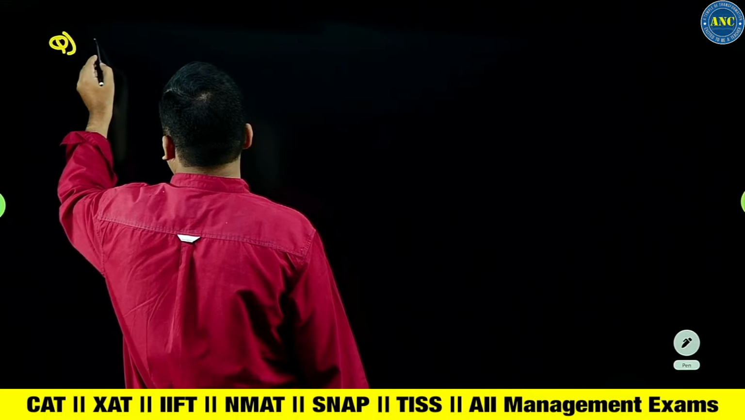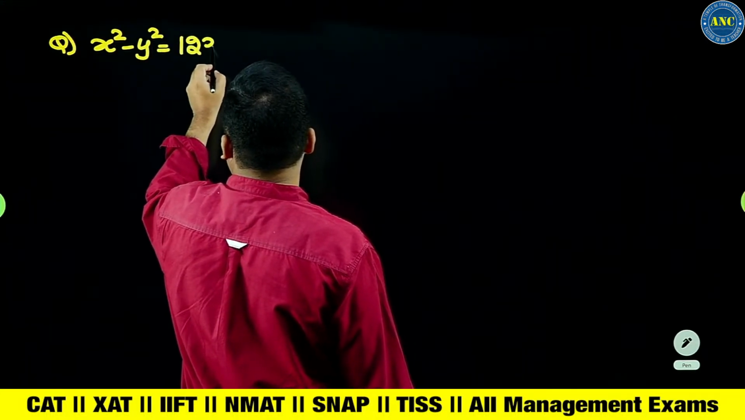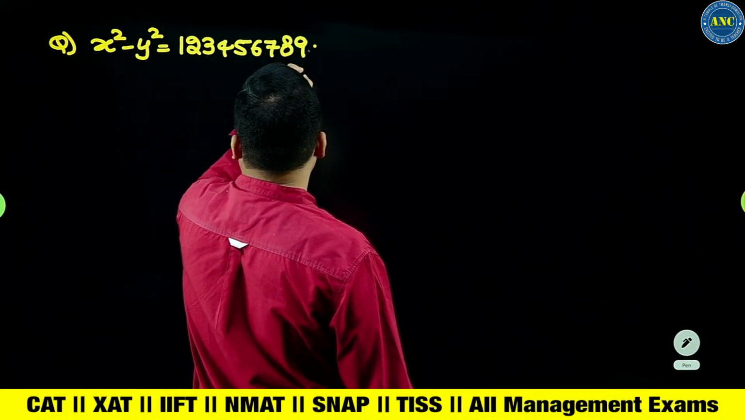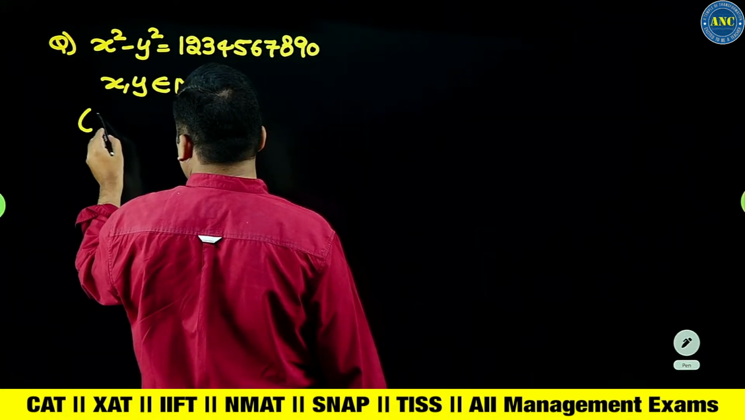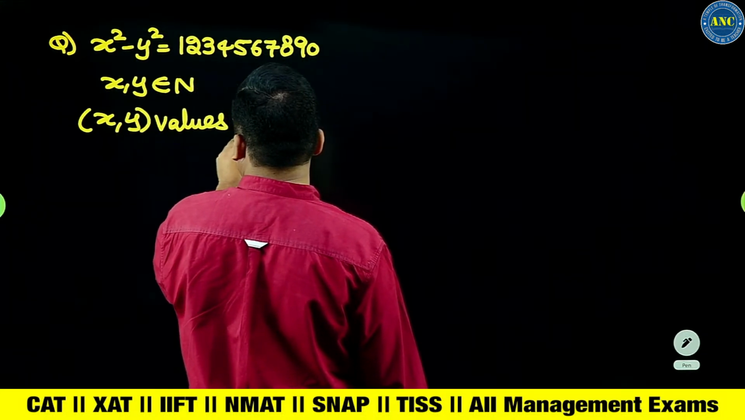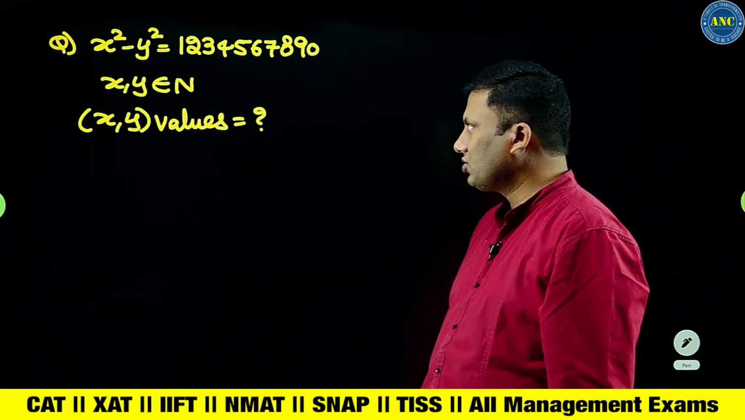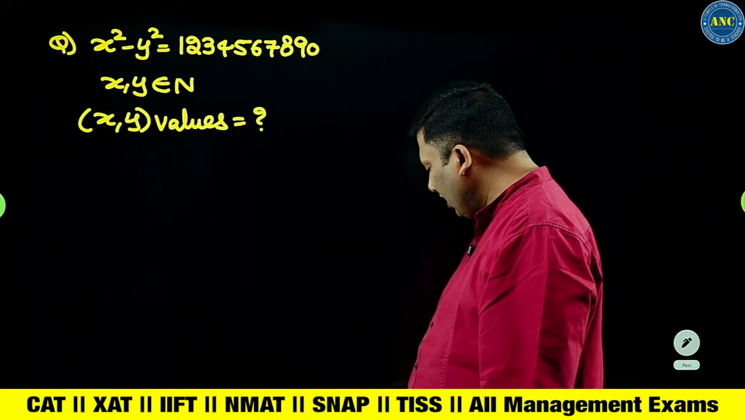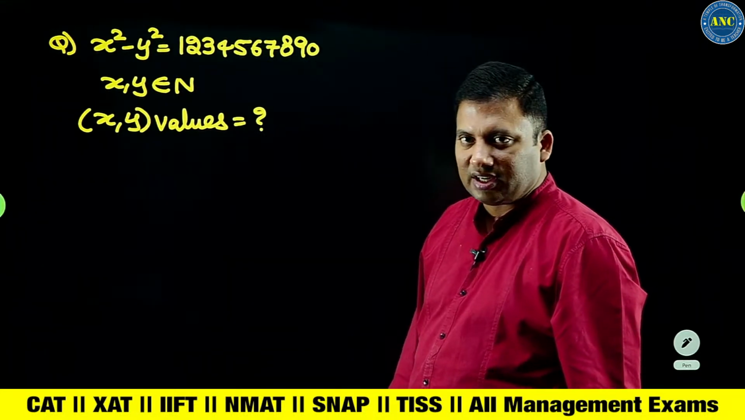The question is x square minus y square is equivalent to 1234567890, where x and y are natural numbers. How many values will satisfy this equation? Original CAT question. X square minus y square is equivalent to 1234567890, x and y are natural numbers. How many values of x and y will satisfy?